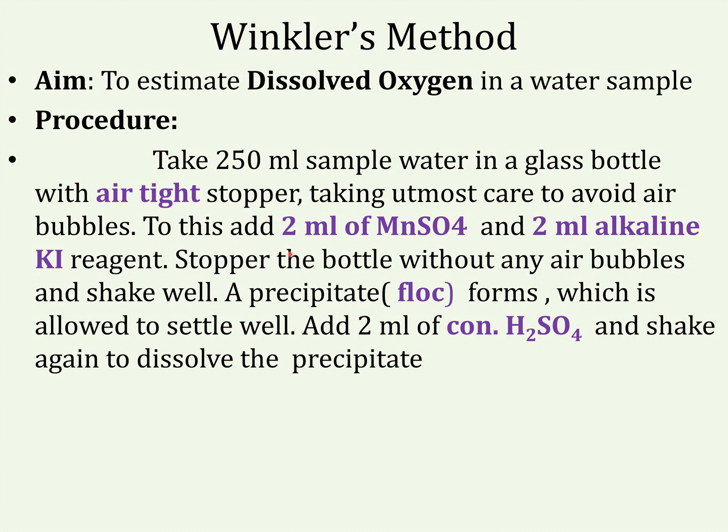Then we close the bottle with the stopper, and without any air bubbles forming inside, we shake it well and we can see a precipitate, a flock forming inside. Now we allow that to settle, and once the flock formation is complete, we want to dissolve it. How do we dissolve that? 2 ml of concentrated sulfuric acid is now added to this one and again shaken well. All the precipitate dissolves and the sample water is now ready for titration.